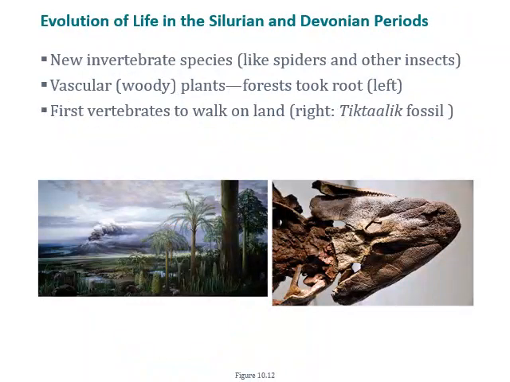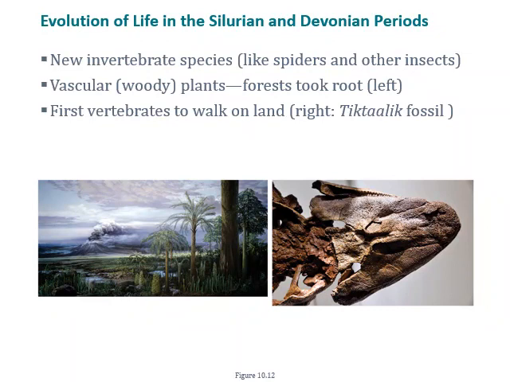Life evolved significantly in the Silurian and Devonian, with new invertebrate species like spiders and other insects coming into existence, and vascular or woody plants introduced, which led to the creation of the first forests on Earth. And then we also had the first vertebrates to walk on land. In the bottom right, we have the fossil known as Tiktaalik, which was the first fish known to have washed or swam up to the shore and started to use its fins as a locomotive device without being in the water.